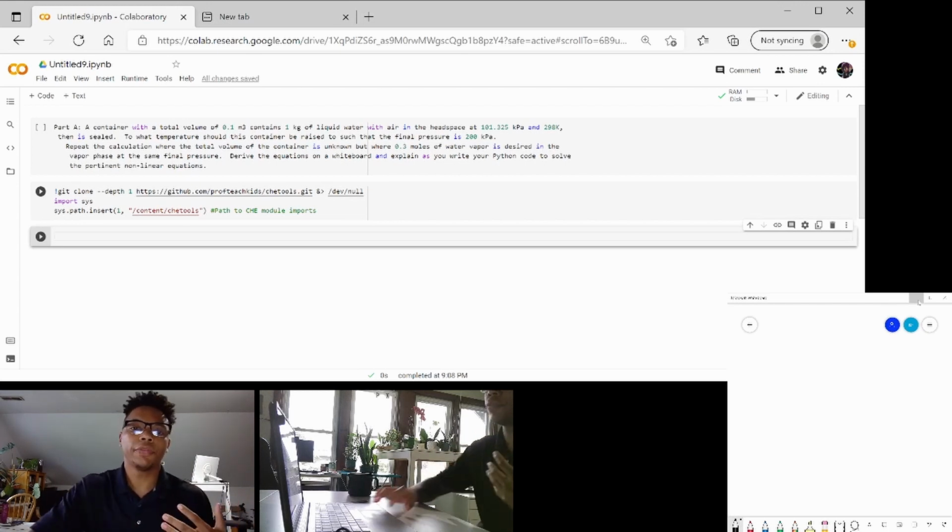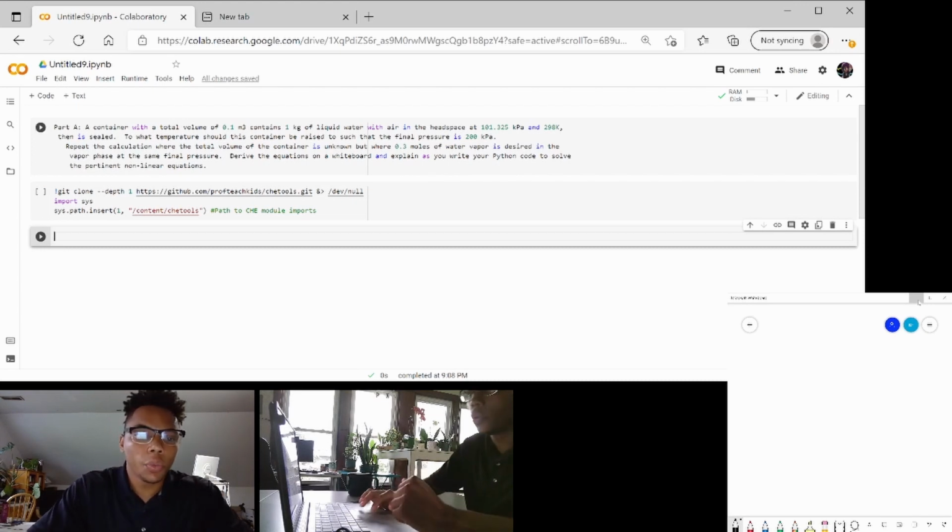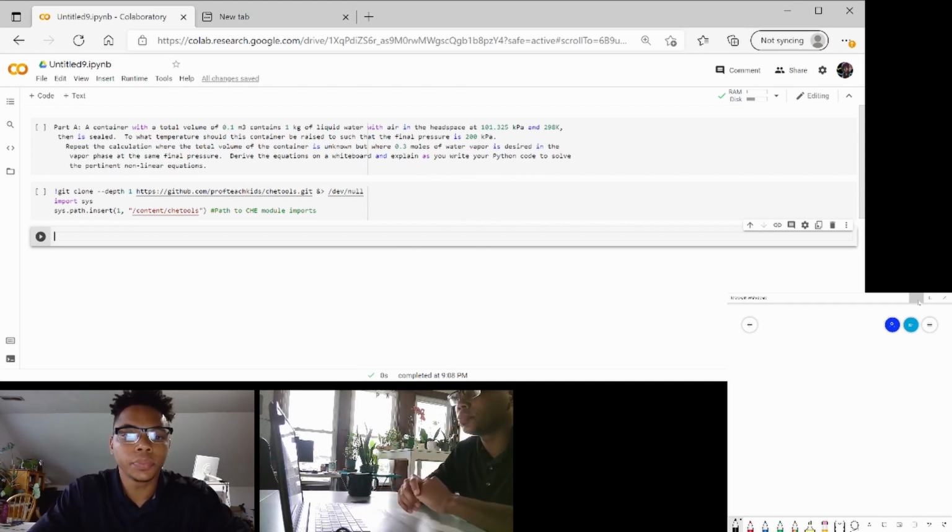So I'm going to read the problem first so we can get started and see how we're going to solve this. We have a container with a total volume of 0.1 meters cubed, and it contains 1 kilogram of liquid water with air in the headspace at 101.325 kilopascals. The starting temperature is 298 kelvins. Then it's sealed. To what temperature should this container be raised such that the final pressure is 200 kilopascals?